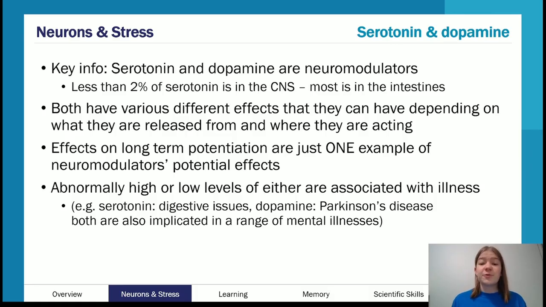Both can have various different effects, depending on where they're released from and where they're acting. So effects on long-term potentiation is just one example. And abnormally high or low levels of either are associated with illness. So for example, with serotonin, we can look at digestive issues. Dopamine, we can look at Parkinson's disease in terms of these more directly physical and physiological changes. Both are also implicated in a range of mental illnesses and being able to have an impact there.